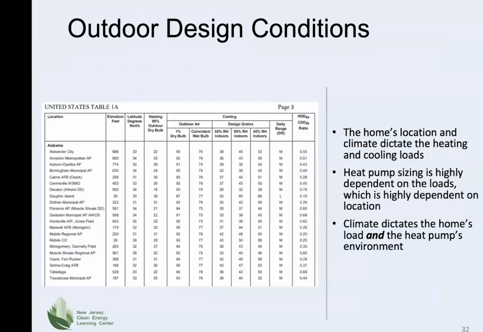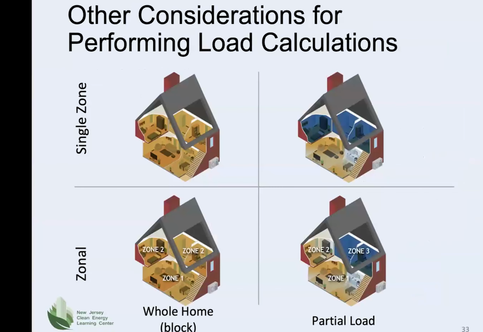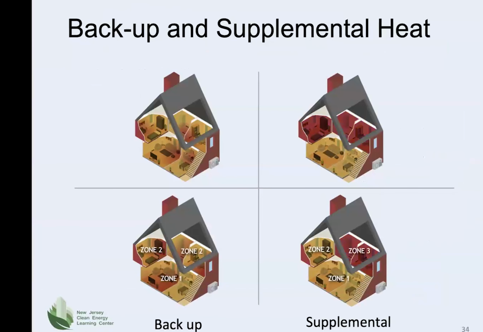Climate data has to be linked to the home's location and used for heating and cooling load calculations. Heat pumps can be sized to serve a single load, multiple loads, or the whole house coverage. Backup heat refers to the secondary heating system designed to provide heating to the entire home in case the primary heat pump system is either out of service or unable to keep up with the current load. Supplemental heat refers to a secondary heating system designed to provide heating for a portion of the house not covered by the primary heat pump system.